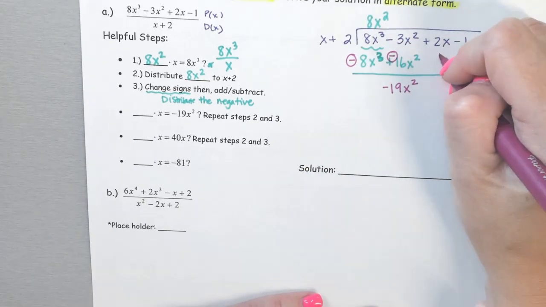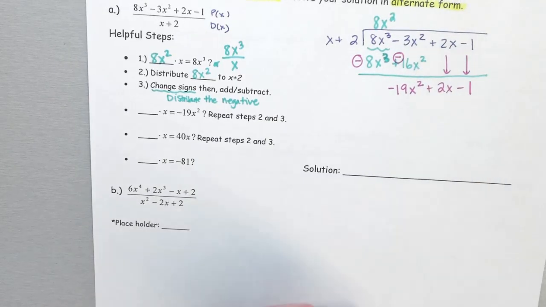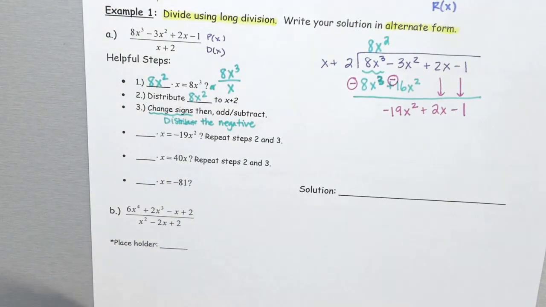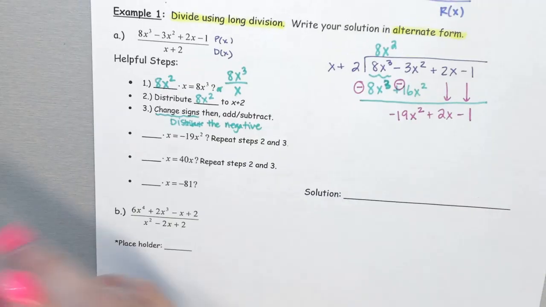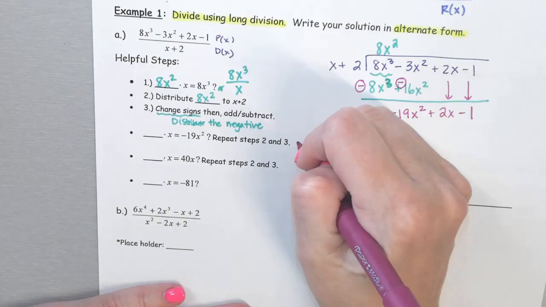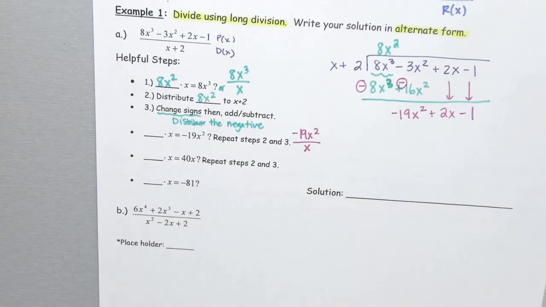Okay, and then we are going to drop down the 2x, and we are going to drop down the negative 1. And then we get to start our process all over again. Okay, so see if you can fill this in. What times x equals negative 19x squared? Or again, you can just think of it as negative 19x squared divided by x. Why don't you put that answer on top and then distribute?